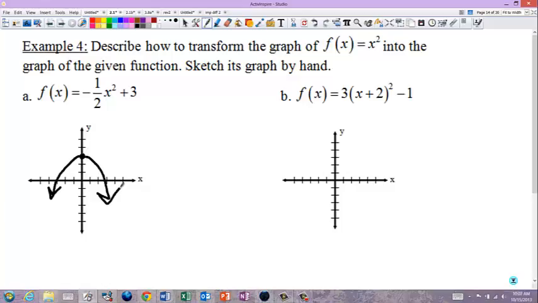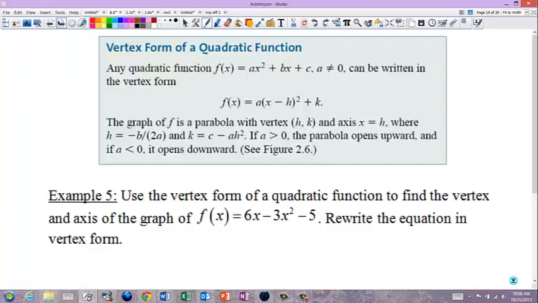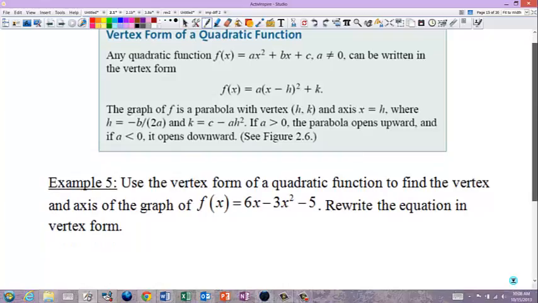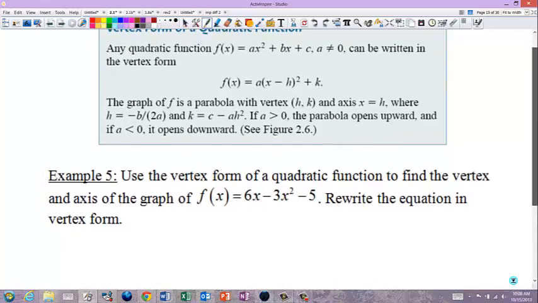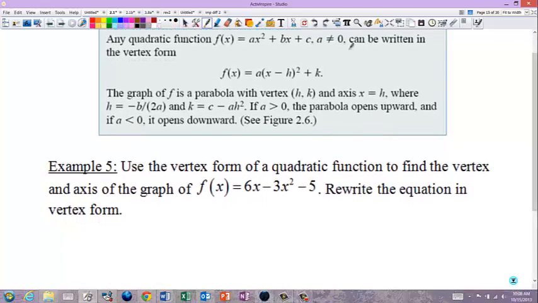We're just sketching. This one moves left 2, down 1, and it's skinnier. It's stretched vertically by 3. Describe how the transform. I don't feel like writing those out. The first one, up 3, shrink vertically, reflected over x-axis. Stretch vertically, left 2, down 1.